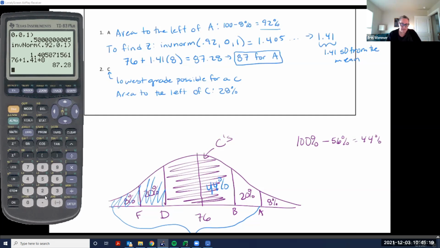So I want you to find the z-score and then tell me what the lowest grade is that we would need for a C. Think about what we did in A and try that for finding the C.